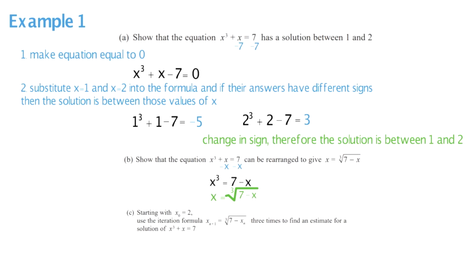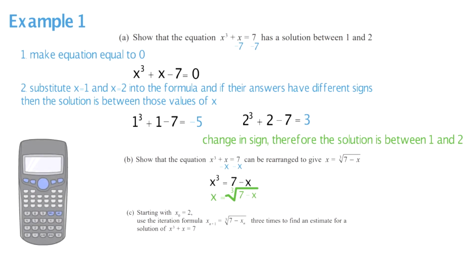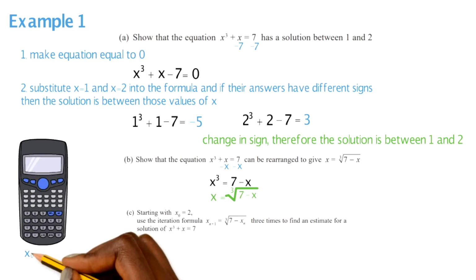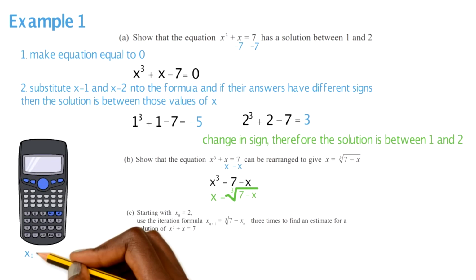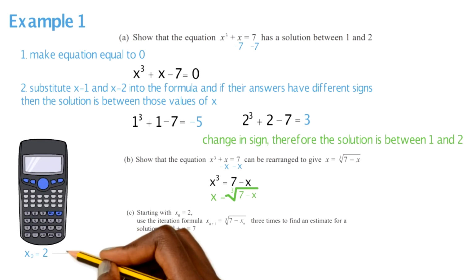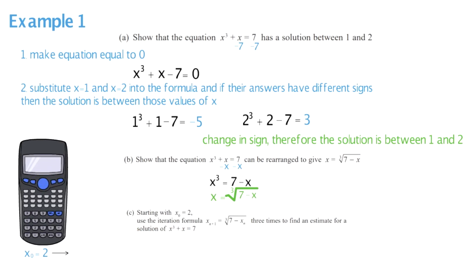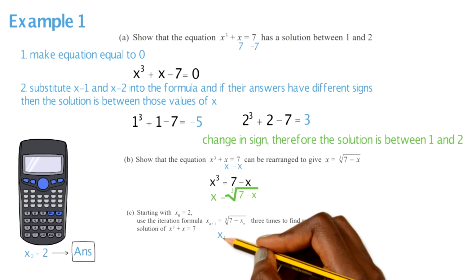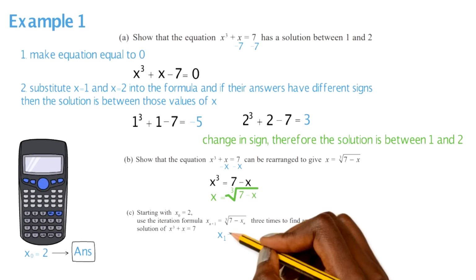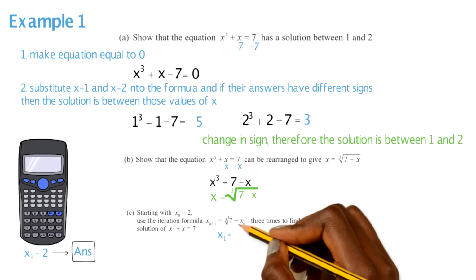And part C now, again, it's the iteration. They basically want us to work out the values of x1, x2, and x3, because it says 3 times to find the estimate. So again, put x0 into your calculator, which is 2, and then press the answer sign, as we discussed earlier, in your calculator, which is in the bottom right corner. Then you're now going to substitute the x0 for the xn in the formula.